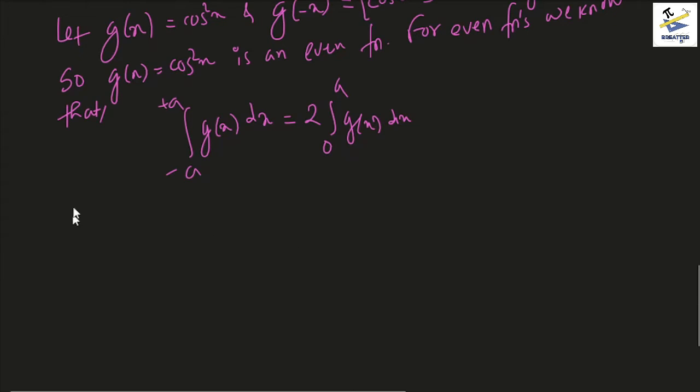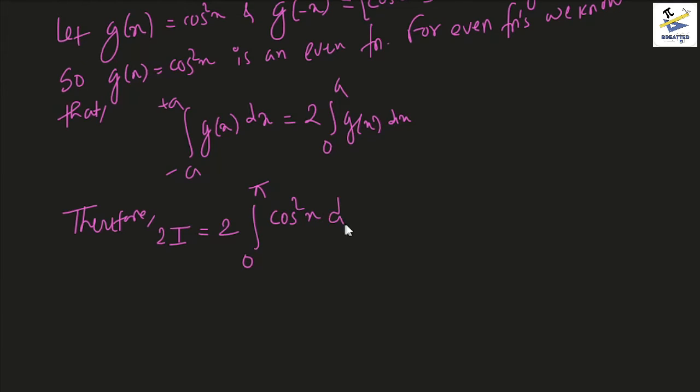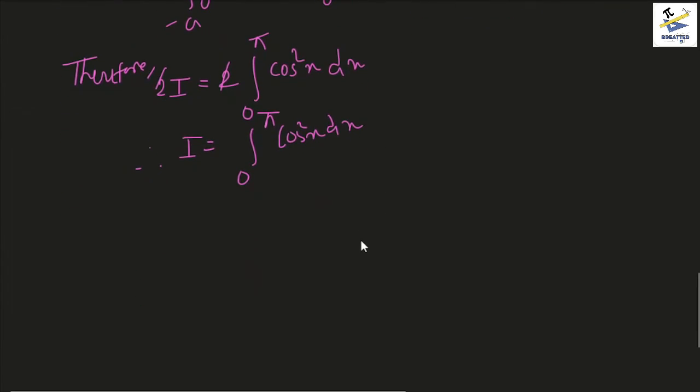Therefore, if we apply that property, what we get is this: 2I is equal to 2 times the integral from 0 to pi of cos square x dx. Now the 2's cancel off on both sides and we get I equals the integral from 0 to pi of cos square x dx. Now what remains is to calculate this integral, and this can be calculated as follows.